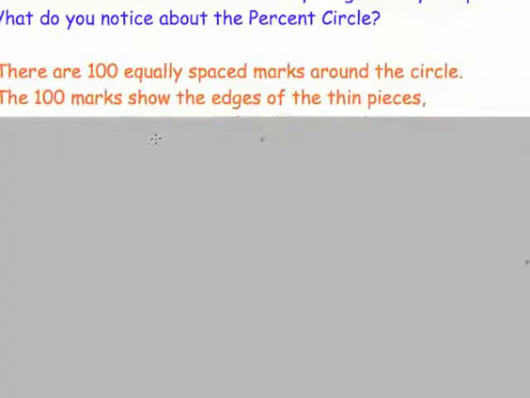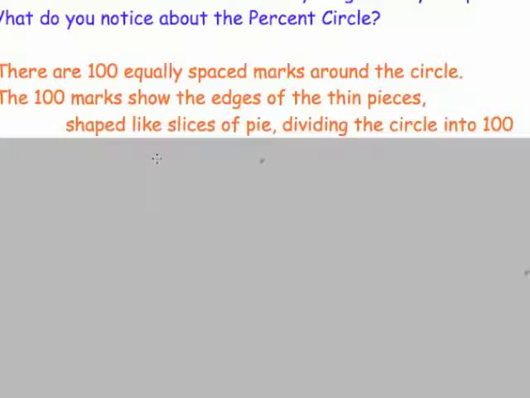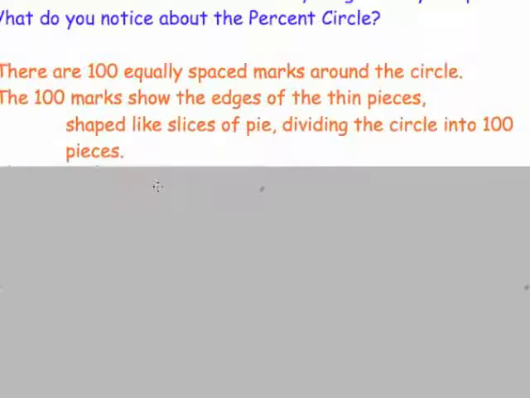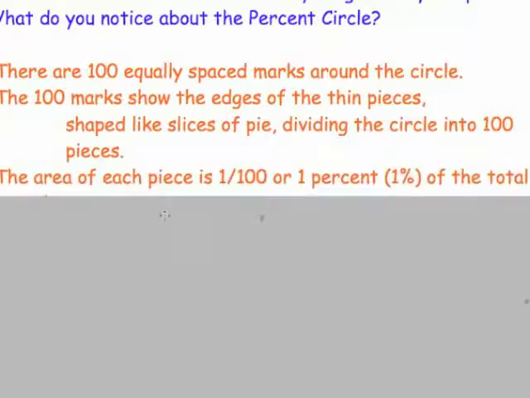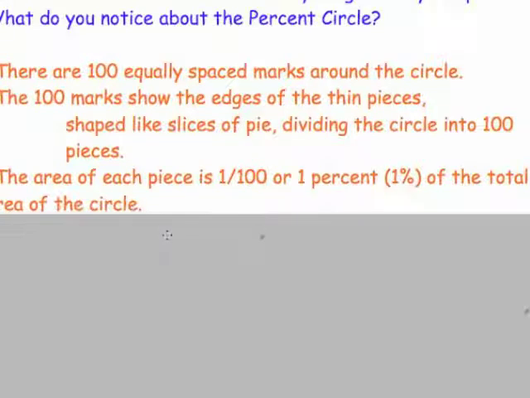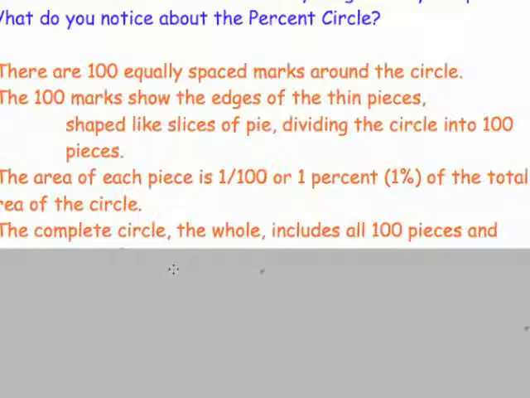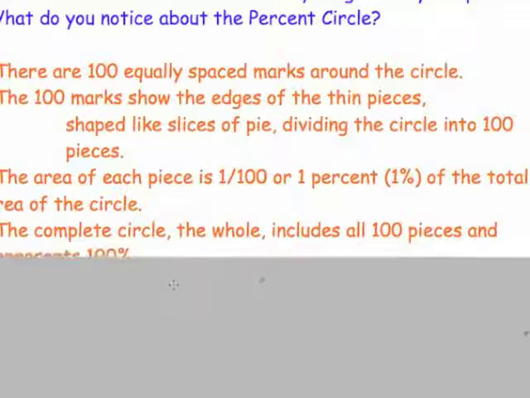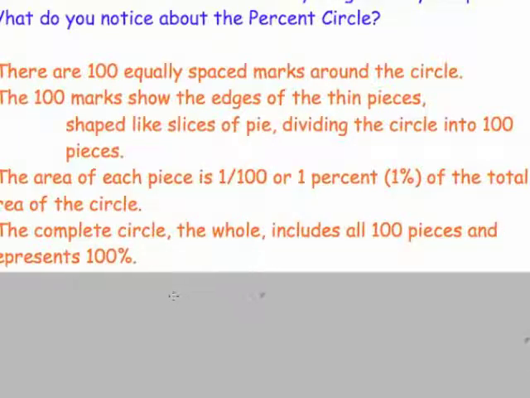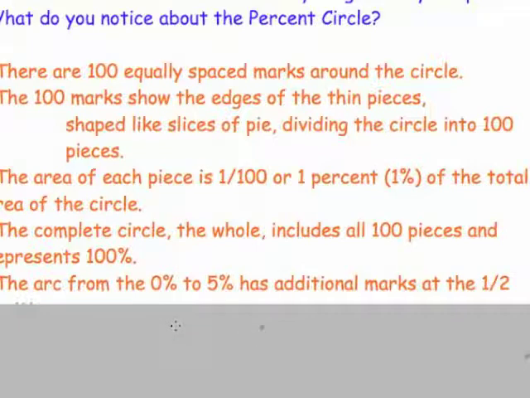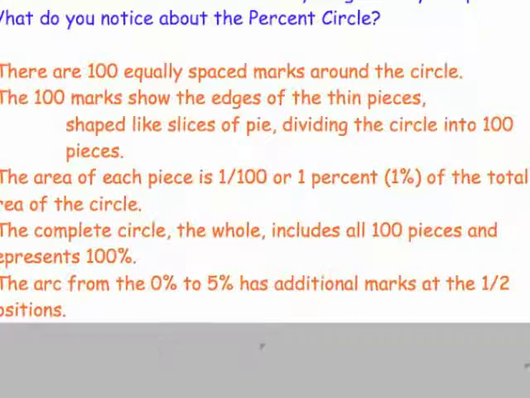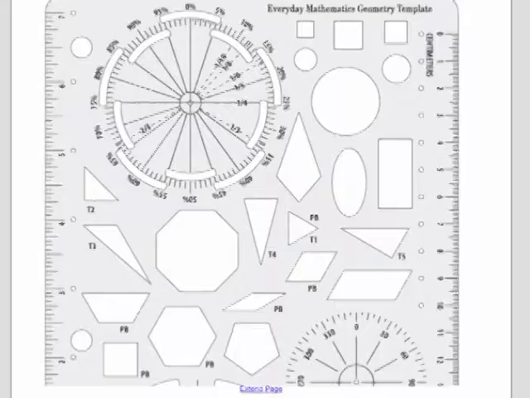Those marks show the edges of the thin pieces, and they're shaped like slices of pie, which divide the circle into 100 even pieces. The area of each piece is going to be 1/100th, or 1%. You can think of that as a fraction or as a percentage. And the complete circle, the whole, includes all 100 pieces and represents 100% of the circle. The arc from the 0 to 5% has additional marks at the half position. So let's look at that one together.